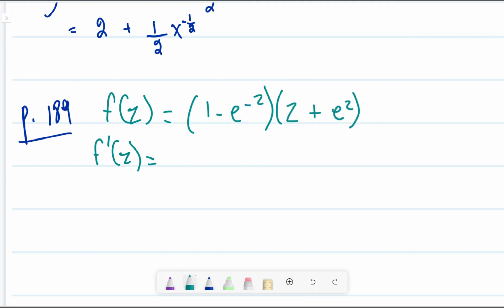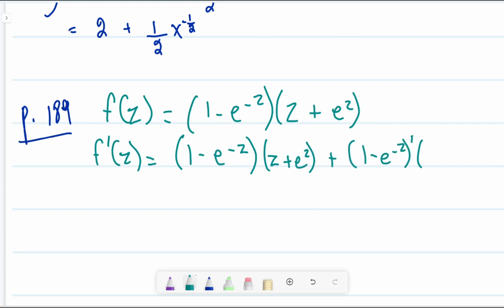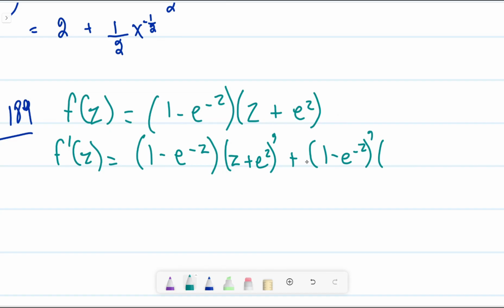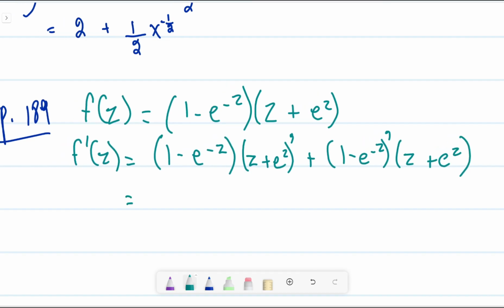rule, which says that I keep the first term times the derivative of the second term plus the derivative of the first term. So these little prime signs mean derivative. So plus the derivative of the first term times the second term. What does this give us?